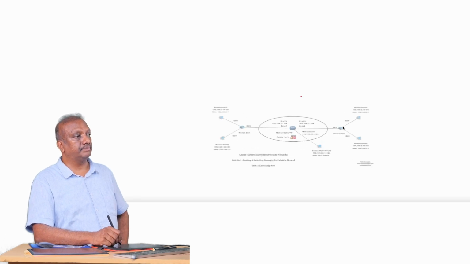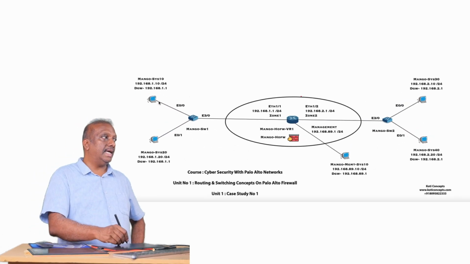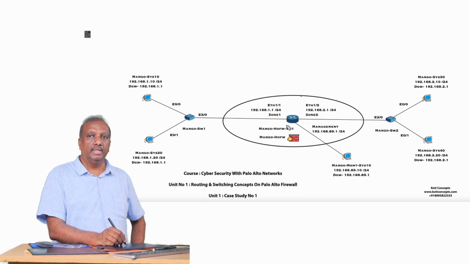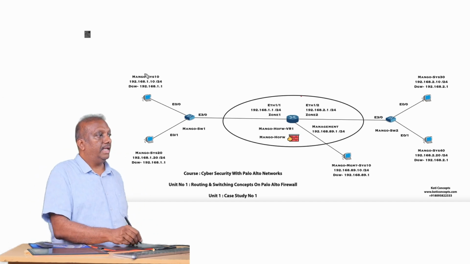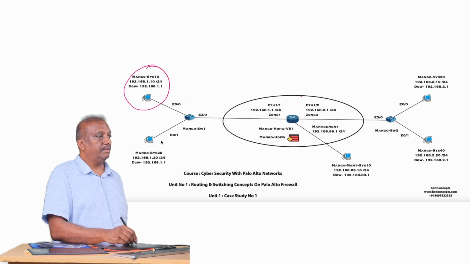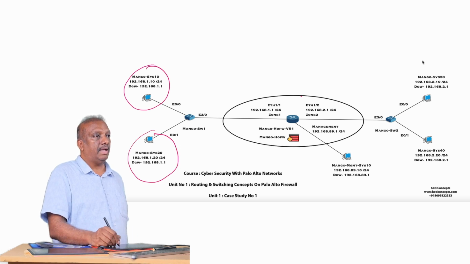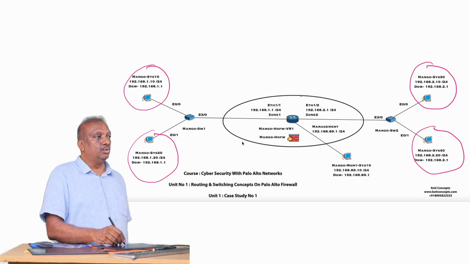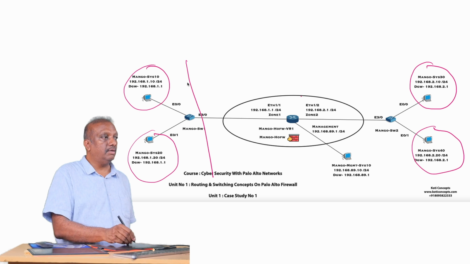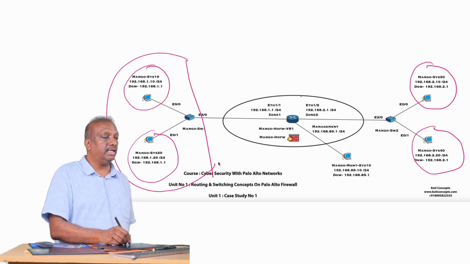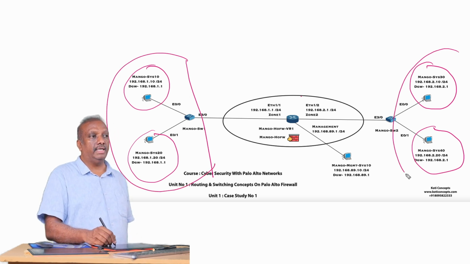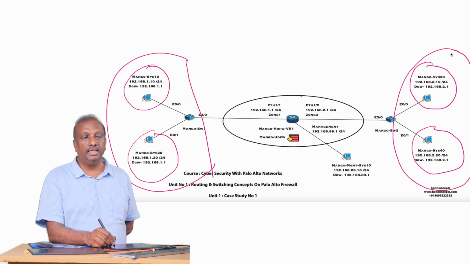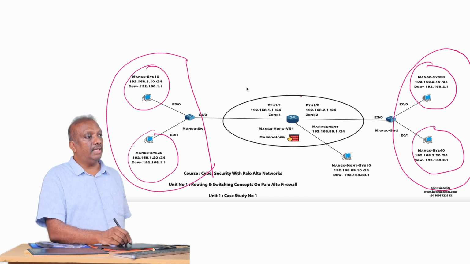Now let us have a look at the case study diagram. So this is the diagram we are going to work with. In this particular diagram, we have, let's say, Mango sys 10, Mango sys 20, Mango sys 30 and Mango sys 40. There are two systems in the 192.168.1.0 area. We have two systems in the 192.168.2.0 area. And in between we have, let's say, the Palo Alto Firewall.